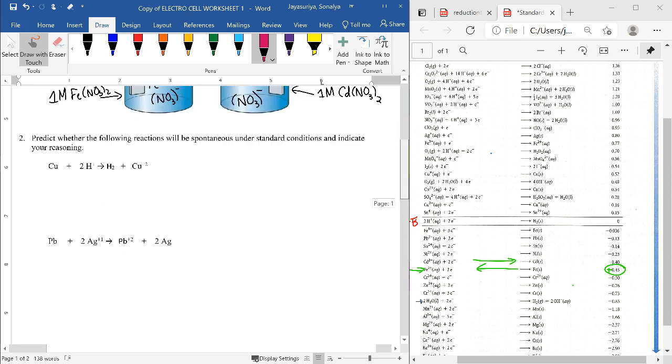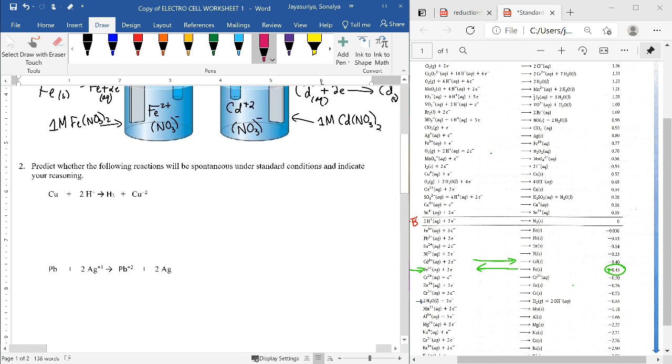All right, so let's do the second problem. Predict whether the following reactions will be spontaneous under standard conditions. Indicate your reasoning. If your E cell is positive, then you have a thermodynamically favorable reaction, okay? So in this one, copper, 0 goes to +2, copper is oxidized.